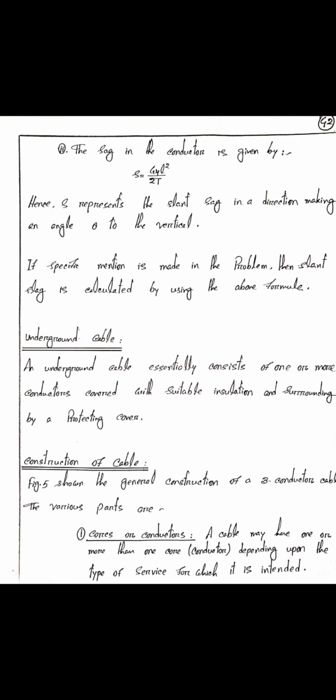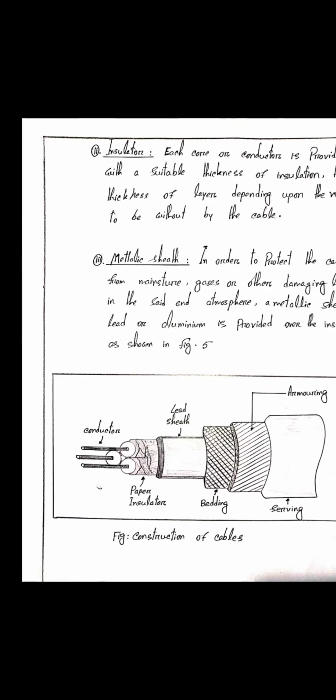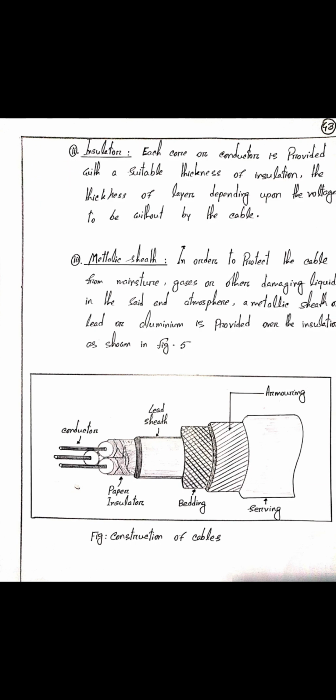Underground cable. An underground cable essentially consists of one or more conductors covered with a suitable insulator and surrounded by a protecting cover. Construction of cable: core or conductor, insulator, metallic sheath. Here is a figure. Construction of cables.